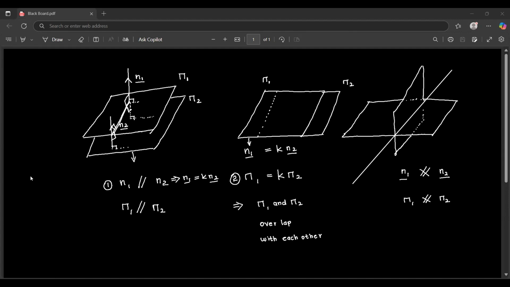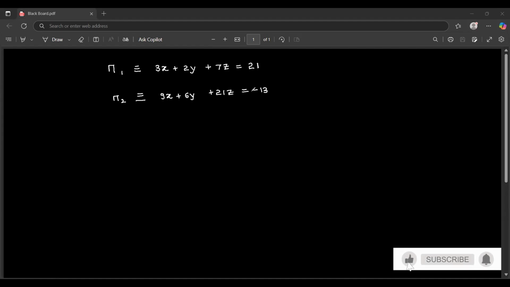So let's do this. The question states that phi 1 is given by the Cartesian equation 3x + 2y + 7z = 21 and phi 2 is given by the Cartesian equation 9x + 6y + 21z = -13. We have to make sure whether these planes are parallel to each other or they are intersecting with each other. If they are parallel, we have to check whether they are overlapping with each other. So first of all, let's check the n1.